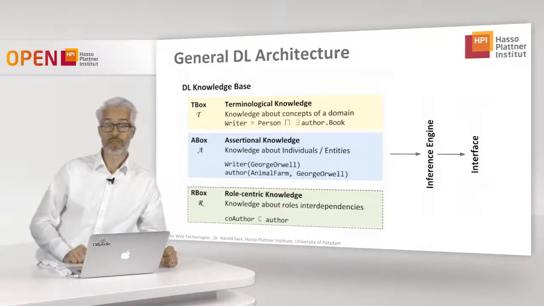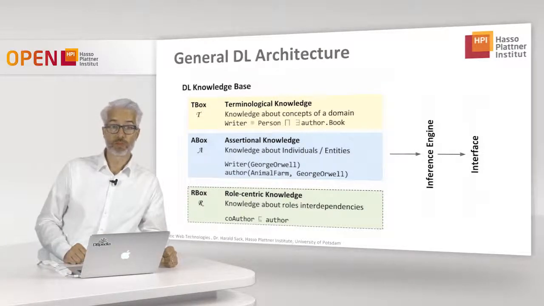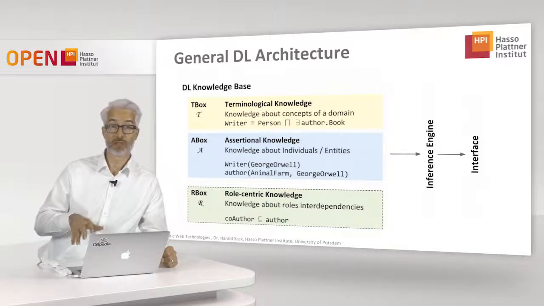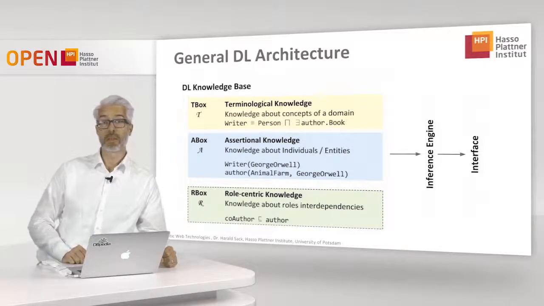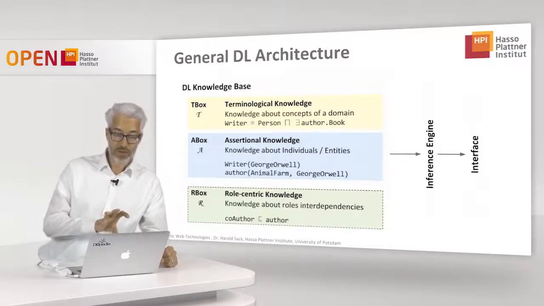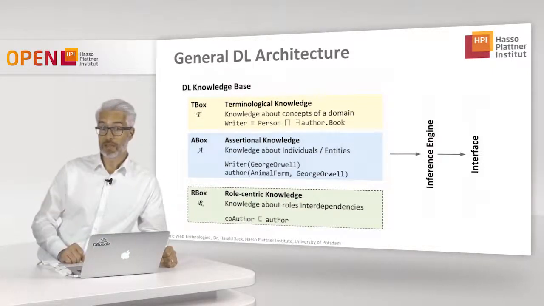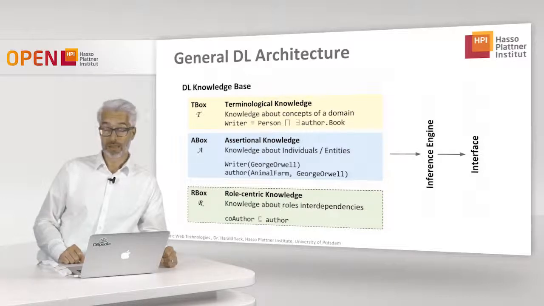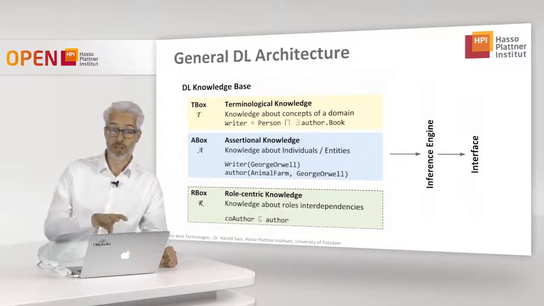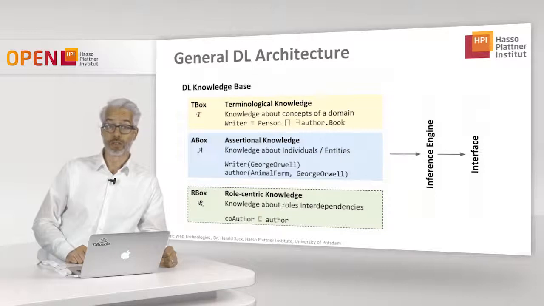In more sophisticated or more complex description logics, you also have an R box which states knowledge about roles, so about properties, which means properties, sub-property relationships, and how more complex roles or properties are constructed. Usually a knowledge base like that is connected to an inference engine, which means we can draw logical conclusions, inferences over the knowledge in the knowledge base.